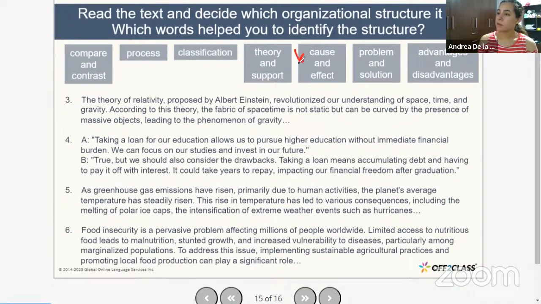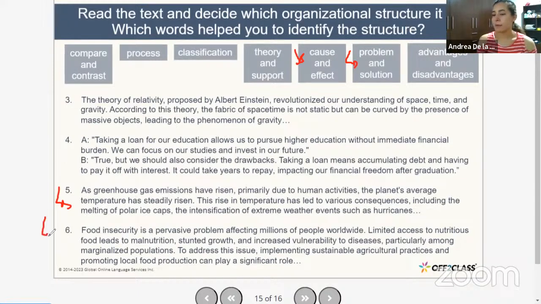Cause and effect, right? Maybe the causes of pollution, the effects of pollution. What causes pollution? What consequences does pollution have? Problems and solutions. So maybe, let's say that, I don't know. This is cause and effect, right? Greenhouse gas emissions and its effects, its consequences.